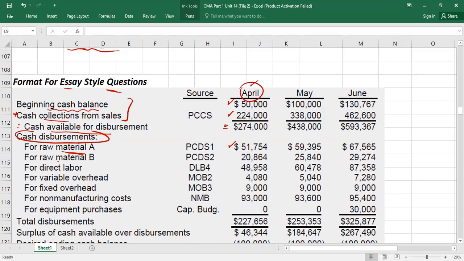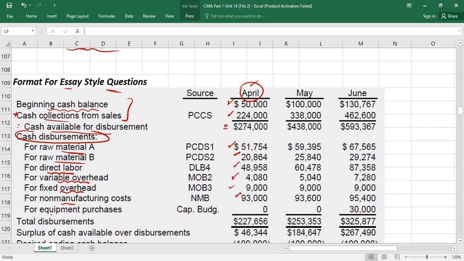Then I'm planning to pay some amount for the purchase of raw material B. Maybe I'm going to pay 20,000 for that, 20,864. Then maybe I'm going to pay some amount for the labor, 48,000. I'm going to pay some amount for variable overhead or fixed overhead, and I'm going to also pay for non-manufacturing cost like selling cost, administration cost.